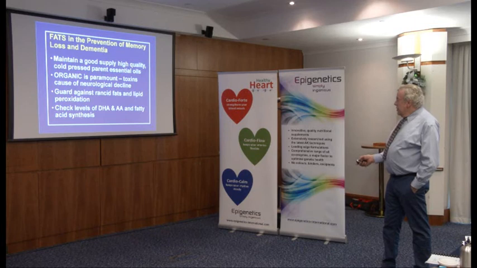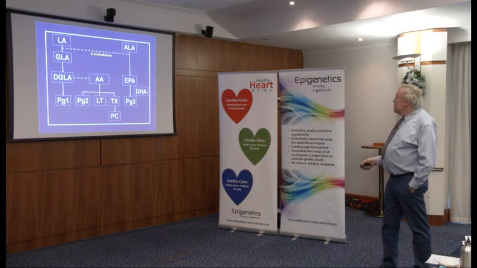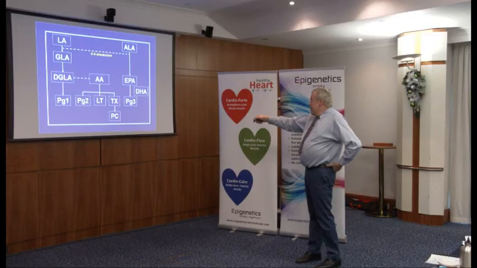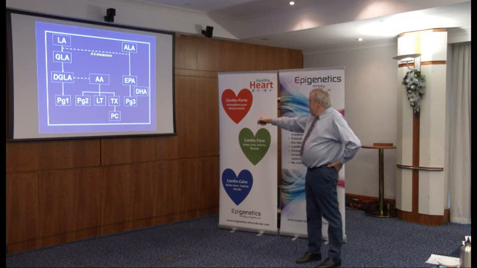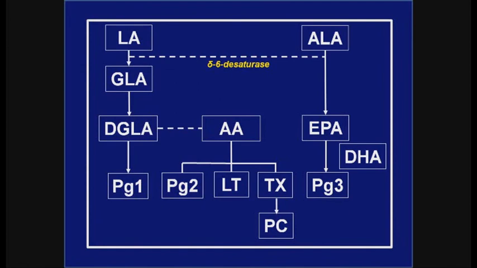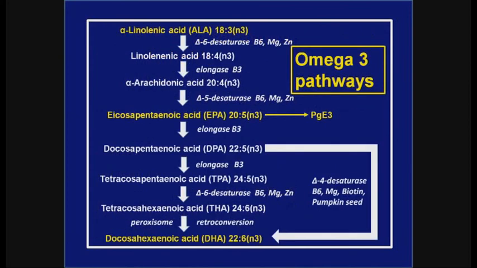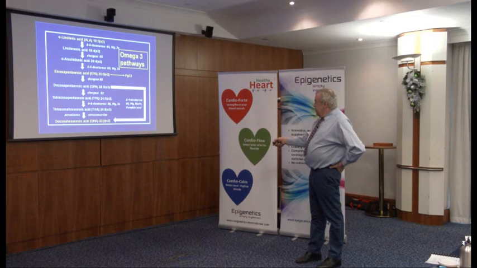So fats, we've mentioned about how to prevent them. So looking again at this chart, linoleic acid, alpha-linolenic, going down to EPA, prostaglandins 3. Linoleic acid, GLA, gamma-linolenic, prostaglandins 2, and dihomo-gamma-linolenic acid go into arachidonic, which can go down to prostaglandins 2, which is pro-inflammatory, leukotrienes, which we briefly mentioned, thromboxanes and prostacyclins that we'll see now. So key nutrients for synthesizing the different phospholipids we talked about. This is the omega-3 pathway, again from alpha-linolenic going down to DHA here.